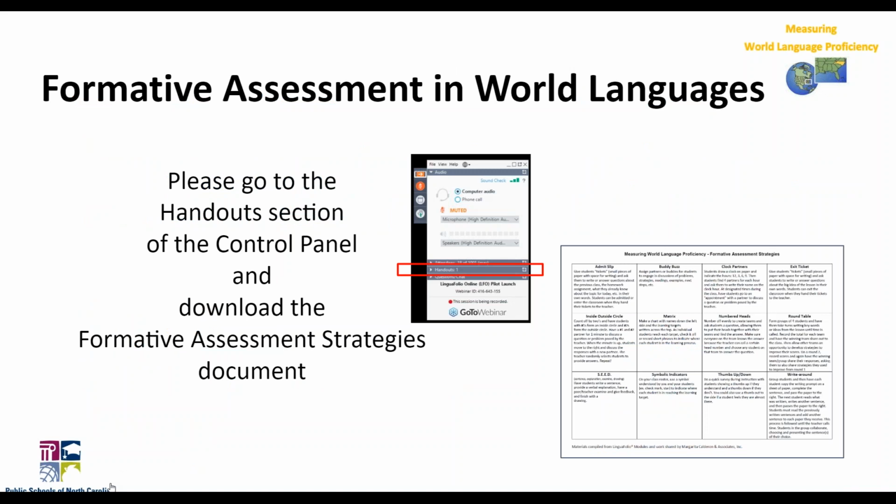So let's talk about formative assessment in world languages. I'm going to have you go to the handouts section of your control panel. You see it highlighted there in red. I have put a handout called Formative Assessment Strategies, and I want you to download that now.